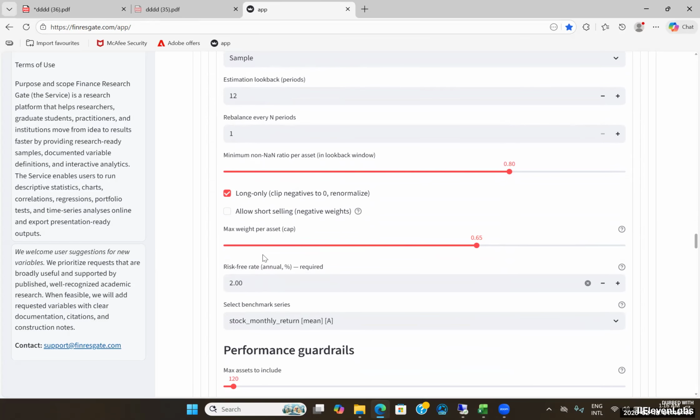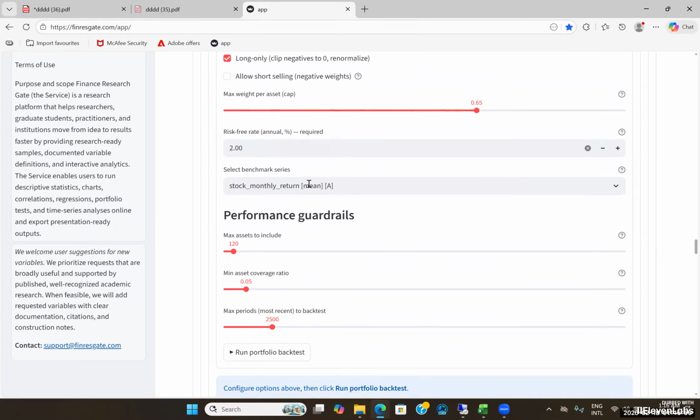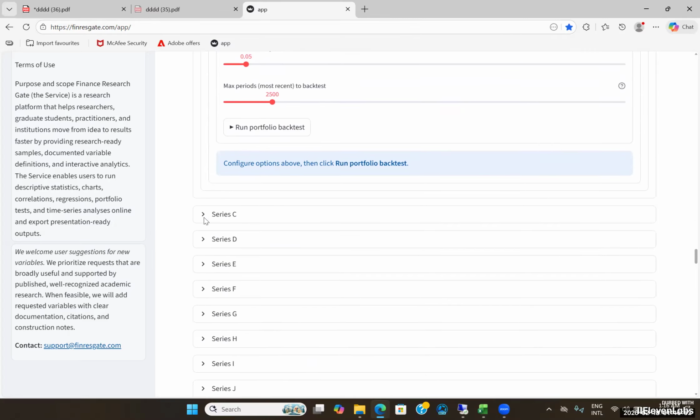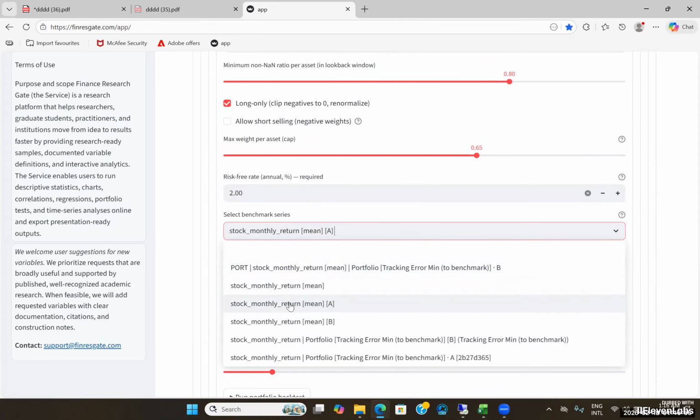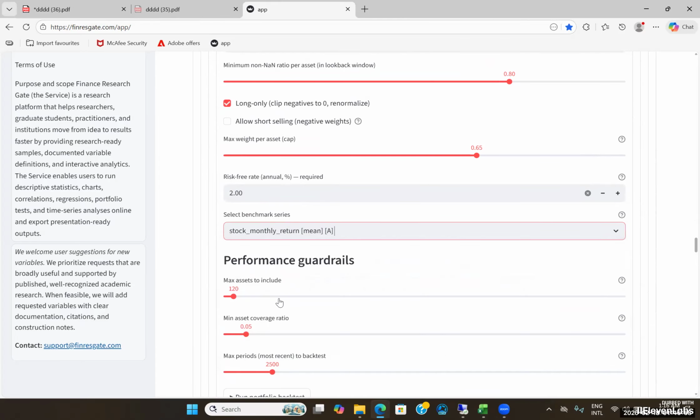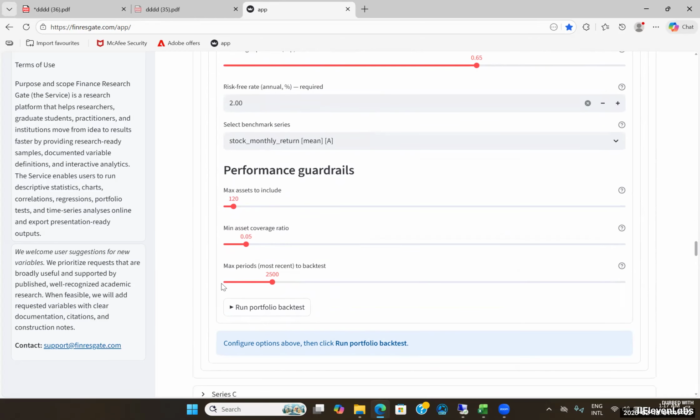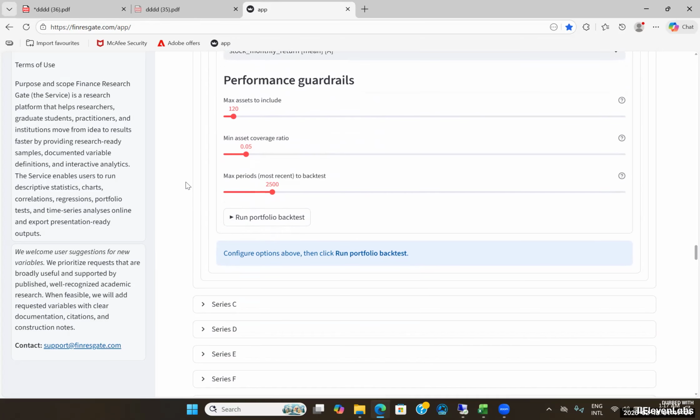Now we must carefully determine the risk-free rate, which is, of course, the annual percentage rate we're using. For our purposes, let's just set it at 2%, and then we also have to select the benchmark series. Remember, we had chosen A before, so let's go through that entire process again here. And then we just press the Run button.